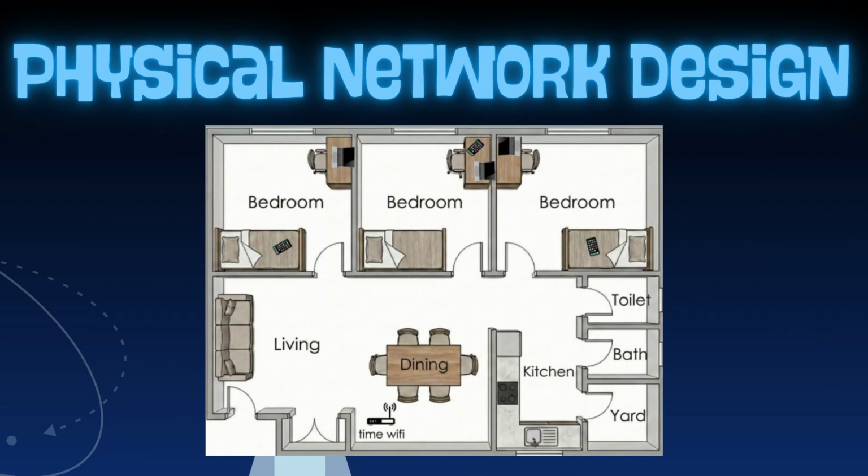Okay, next is the physical network design. In the physical layout, the Huawei ONT is positioned in the living room, chosen as a central location to radiate the Wi-Fi signal throughout the dwelling. The floor plan shows it needs to cover the 3 bedrooms, living area, dining area, kitchen, toilet, bathroom, and yard.